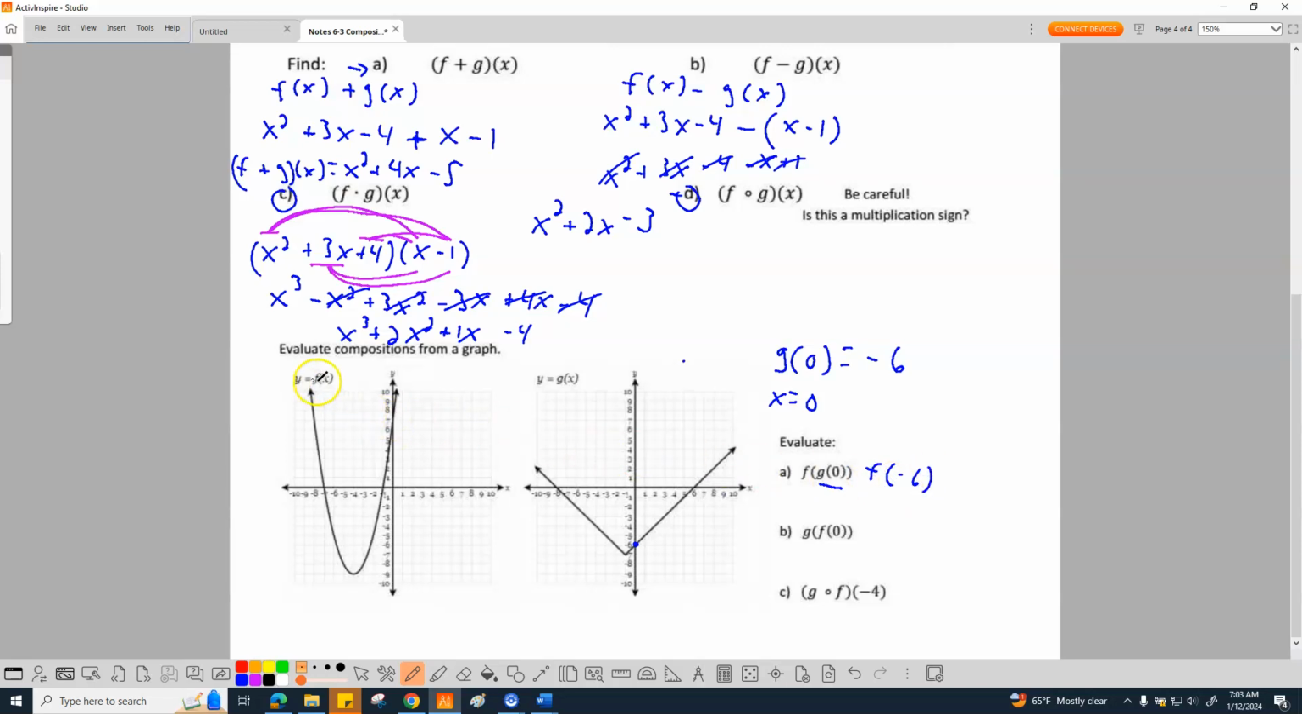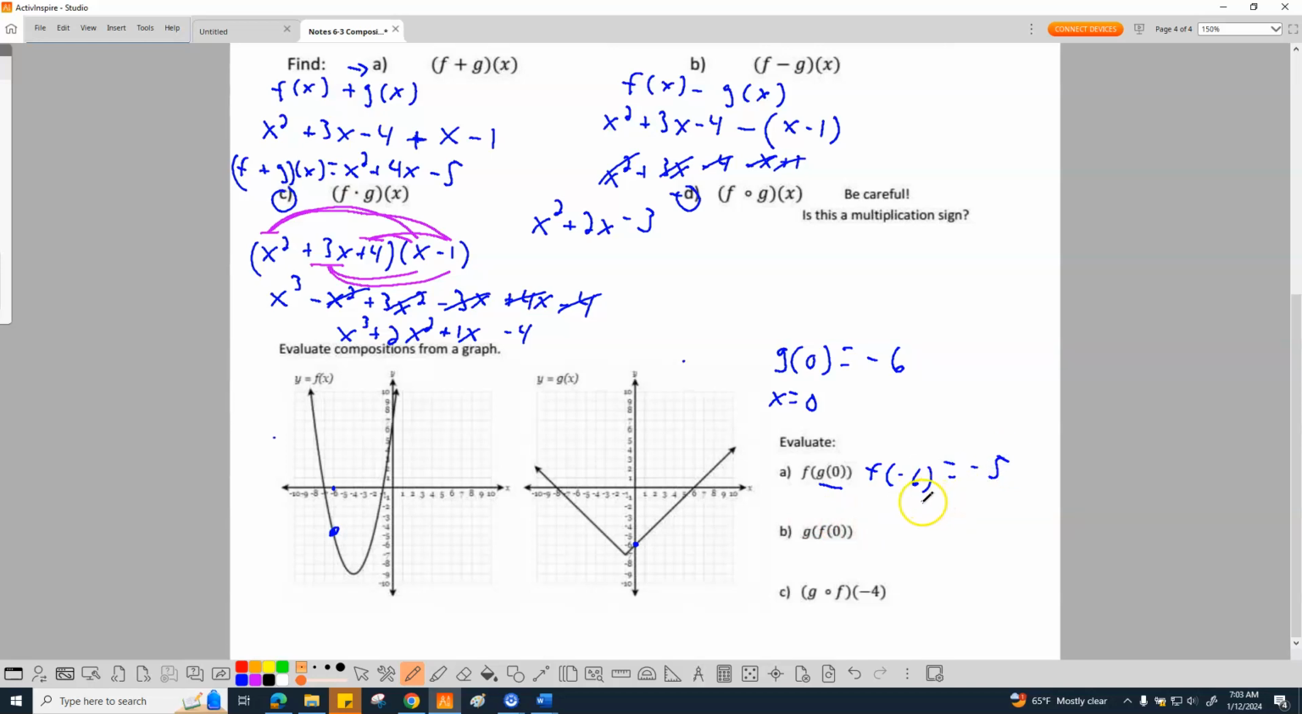Now I go to the f, and I find negative 6 on my x, which is right here. And now I'm going to go all the way down. Okay, there's that again. I'm going to go all the way down. And it looks like somewhere here. Let's just call it this point right there. I'll call it that. I'm cool with that. And that looks like a negative 5 to me. So then f of negative 6 equals negative 5.